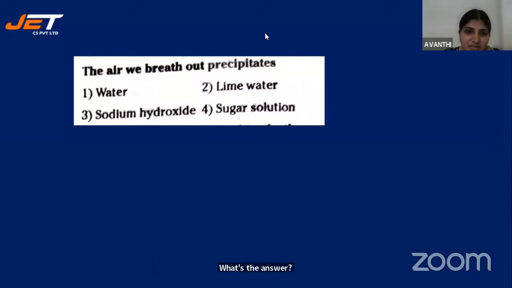Yes. It is actually, children, lime water. What is lime water? Calcium hydroxide solution it is.